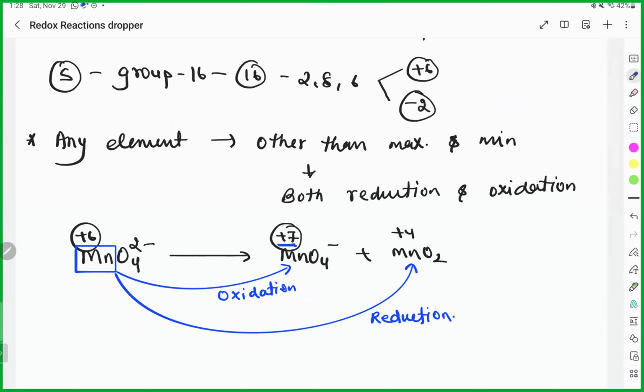No, sir. It's easy to predict whether oxidation or reduction, which reaction is happening.